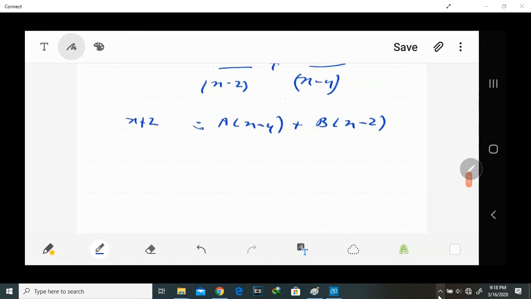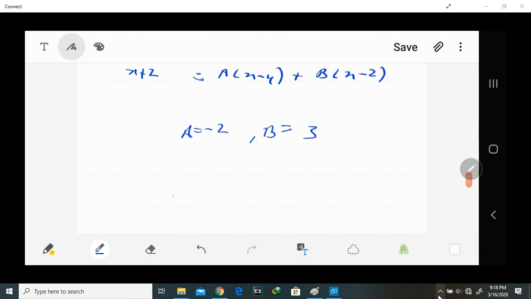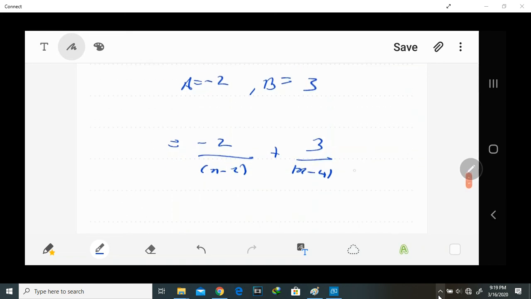Pretty much easy, isn't it? So when you solve this, you would get a as minus 2 and b as 3, and by substituting into partial fractions, you will have minus 2 over x minus 2 plus 3 over x minus 4. Yeah, I hope you got this one right.